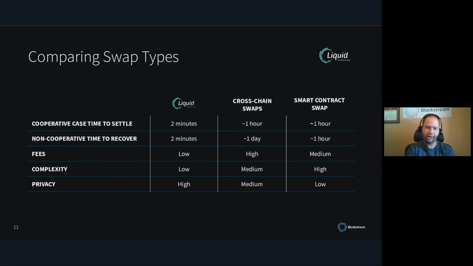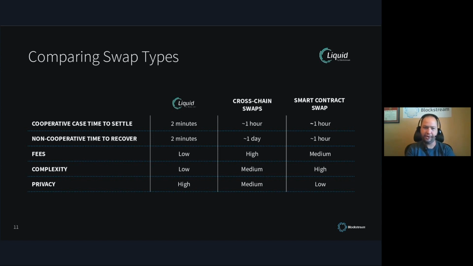Fees are much lower on the Liquid side. On the cross-chain swap, you need to set up transactions and have transactions to actually close it and clear it. And on the smart contract, it could be more, somewhere in the mix. Whether you can reuse a contract or not, the fees would probably be higher just to get that in there, but maybe not quite as high as a full cross-chain atomic swap.